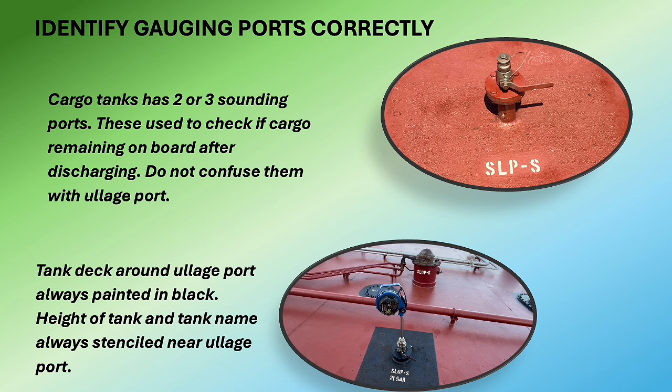Identify gauging ports correctly. Cargo tanks have 2 or 3 sounding ports. These are used to check if cargo remains on board after discharging. Do not confuse them with the ullage port. Tank deck around the ullage port is always painted black. The height of the tank and tank name are always stenciled near the ullage port.